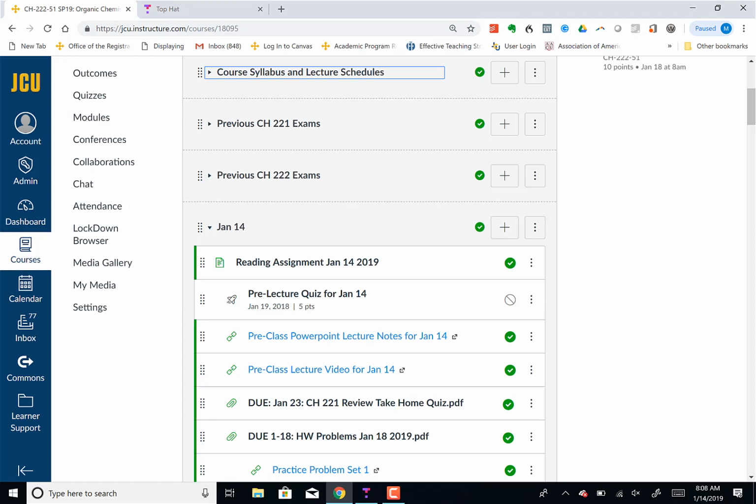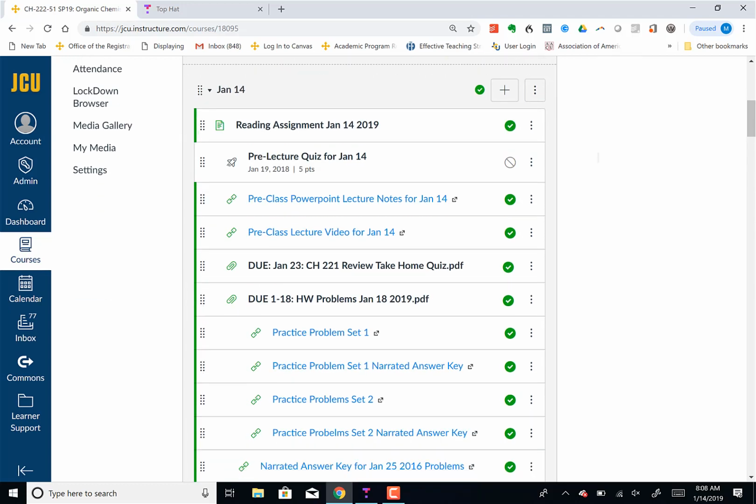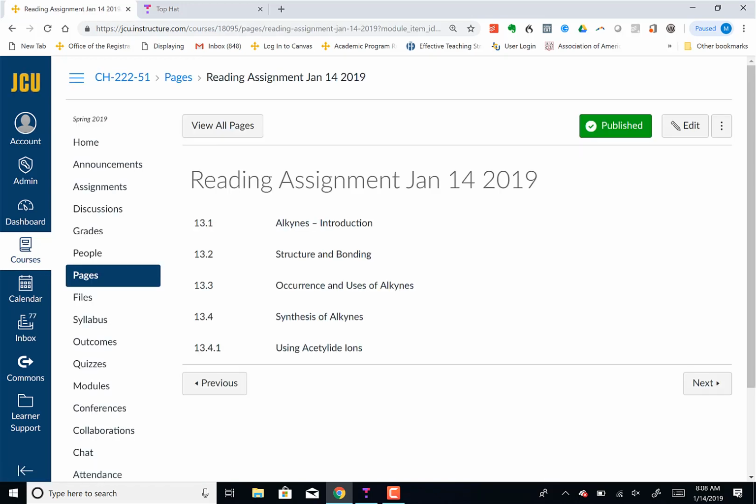The bulk of the material is in each day's folder. So here we have January 14th. When you go to each day's folder, the first thing you're going to see is the reading assignment or the materials that we're going to go over that day. In this case, we're starting in chapter 13 down to 13.4.